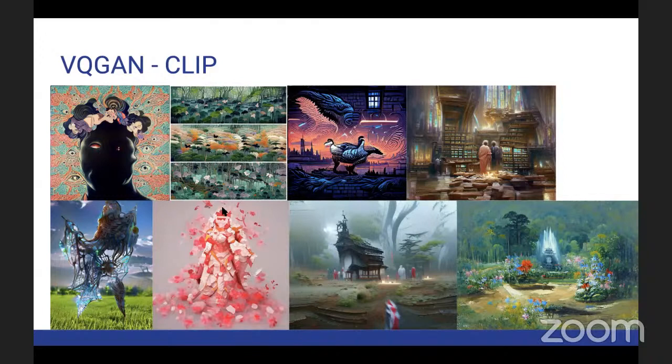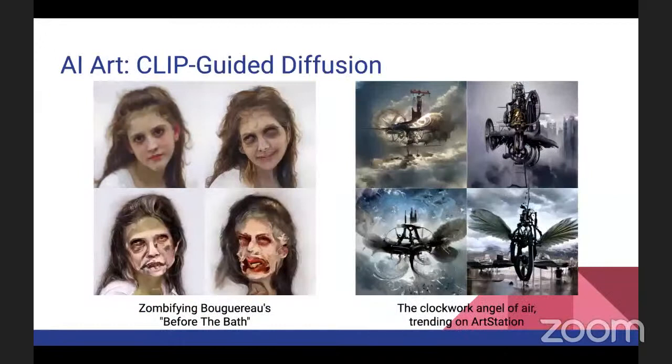And it really displays a gorgeous array of abilities and diverseness in its artistic style. Other cool artwork is CLIP-based diffusion, where you are making a diffusion model, but using CLIP to guide the evolution of its gradients. On the left here, you see a painting called Before the Bath, turned into a zombie over time. And on the right here, you see a clockwork angel of air. And it says at the end there, trending on ArtStation.